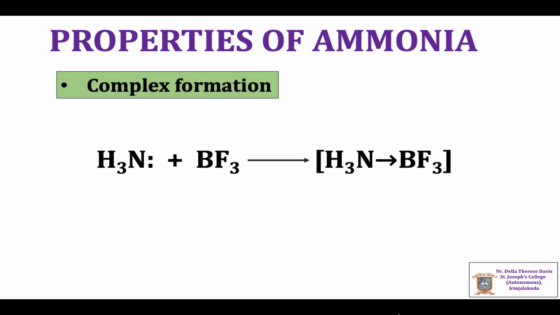Ammonia has a lone pair of electrons and thus it acts as a Lewis base and reacts with BF3 to form NH3BF3.